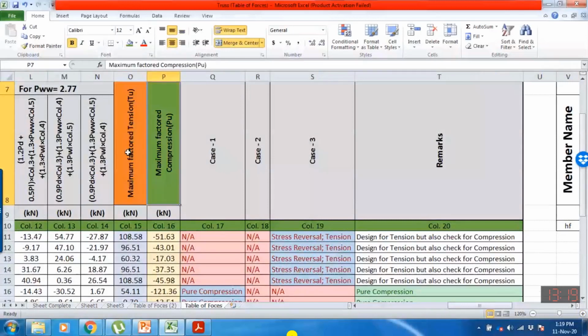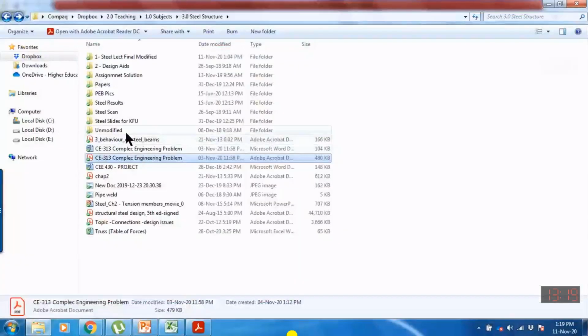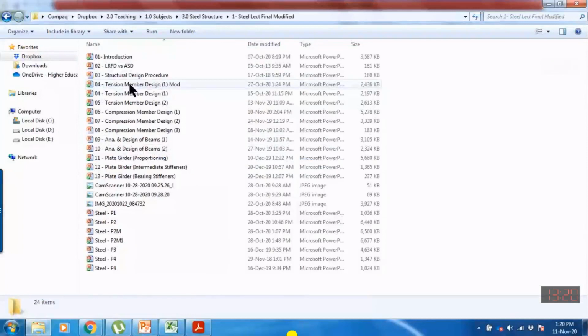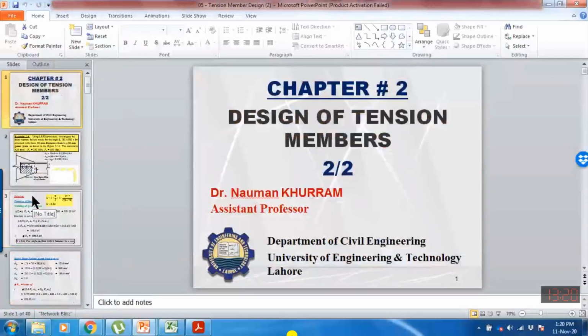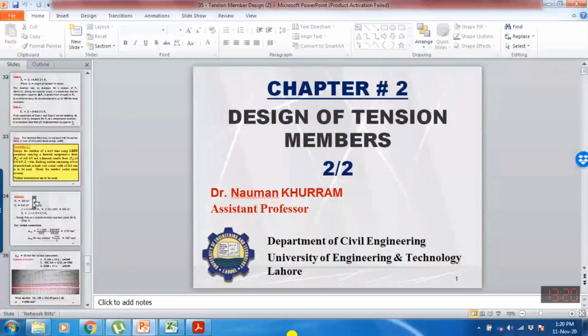So I need to check whether this is a stress reversal member or not. Whether you need to design this member as a compression member, tension member, or stress reversal. I have already explained this in tension member design. We need to check these 4 conditions.